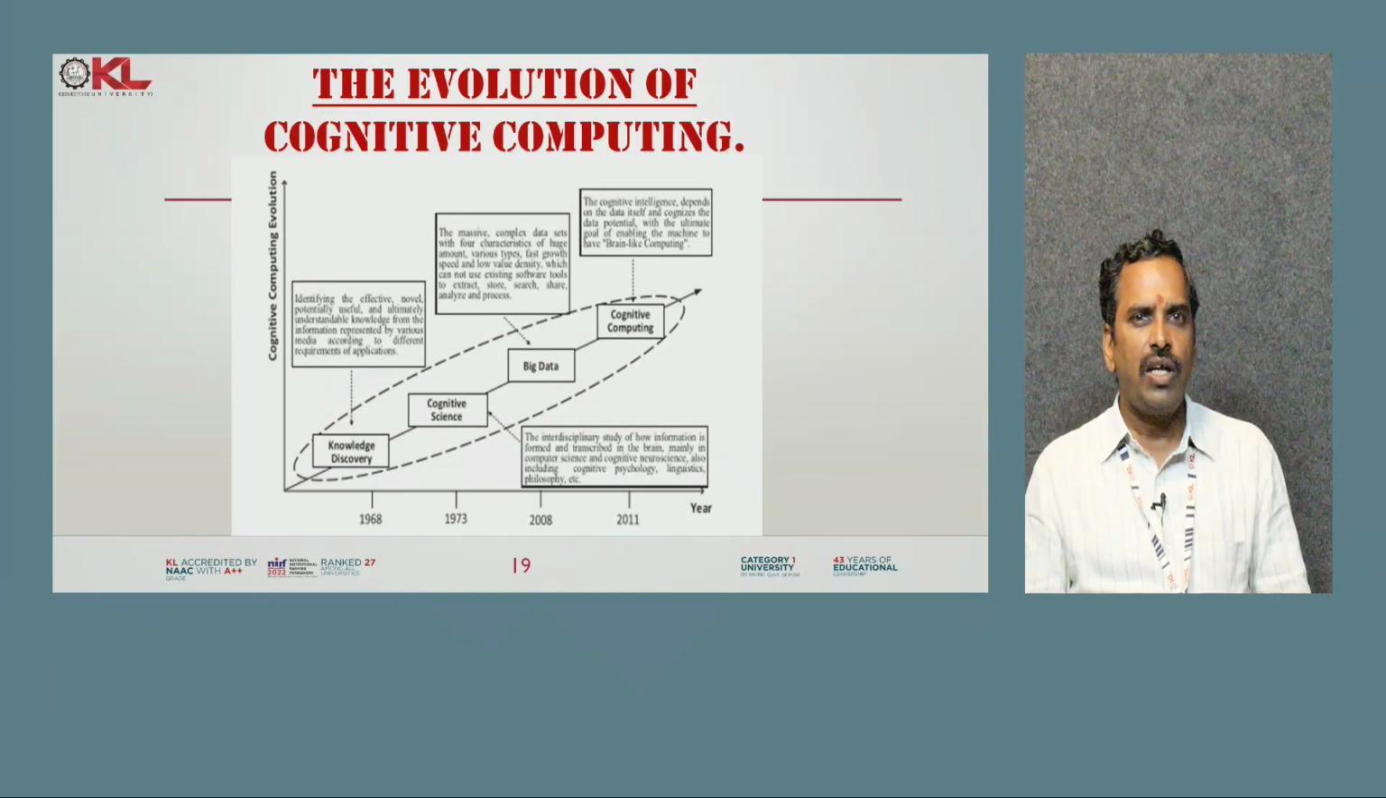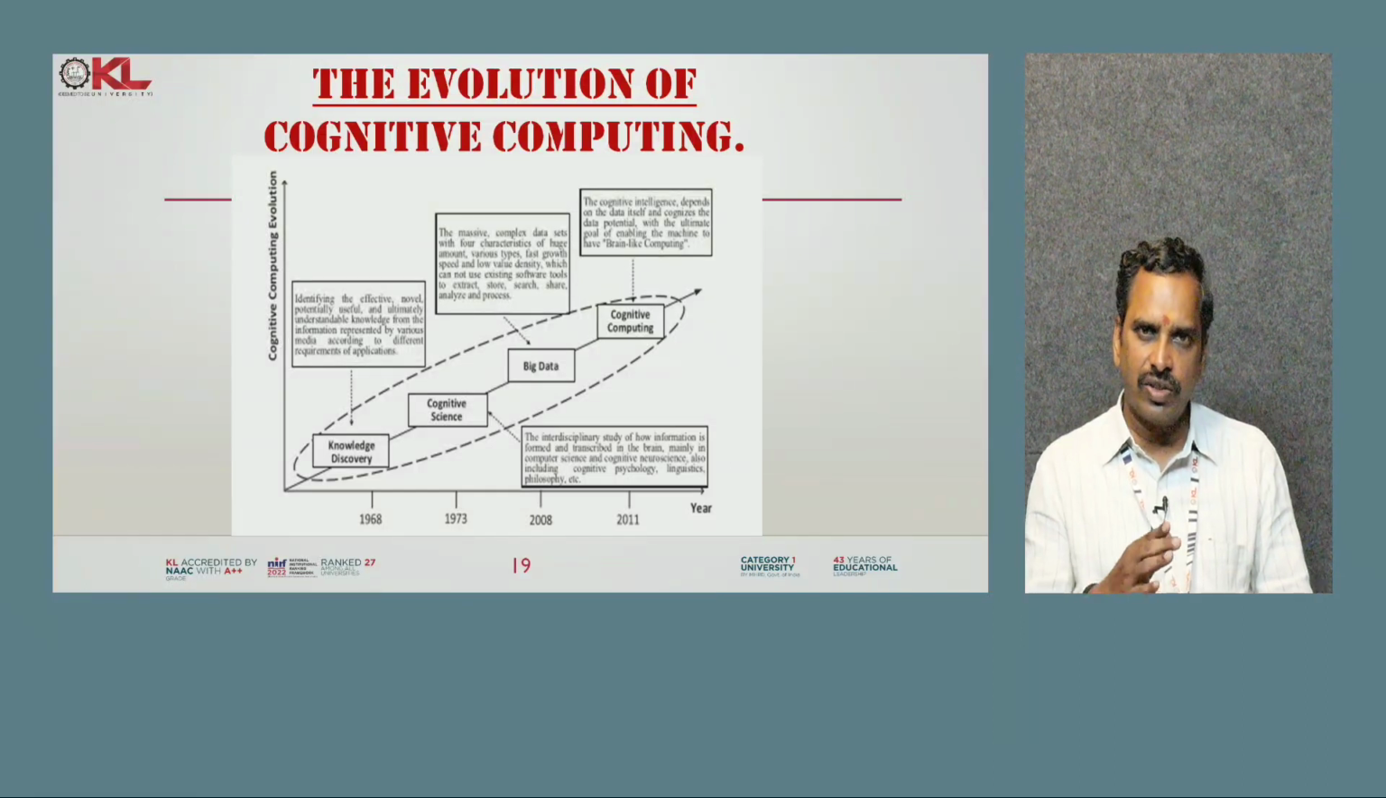So what is knowledge discovery? Knowledge representation: frames, semantic webs, scripts, first order predicate logic, propositional logic, all these things. Identifying effective, novel, potentially useful, and ultimately understandable knowledge from the information represented by various media according to different requirements of applications.